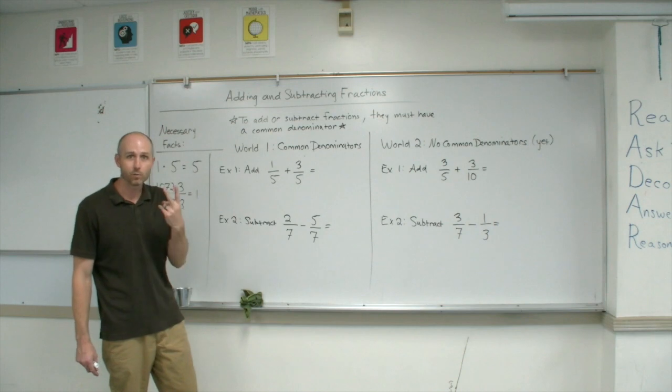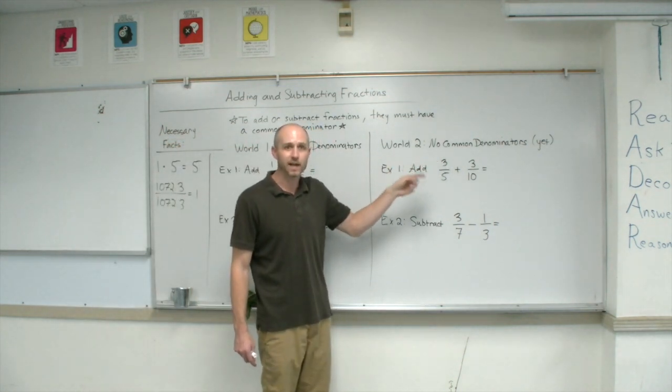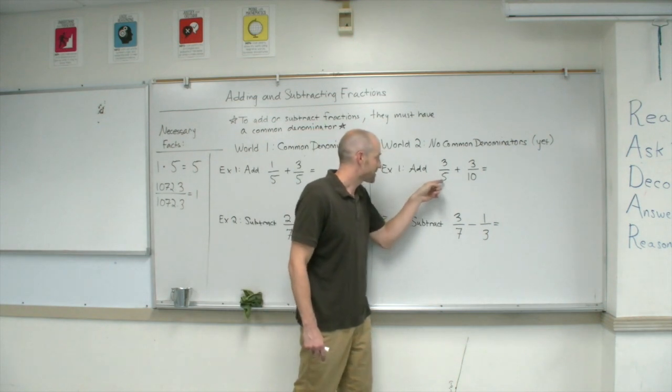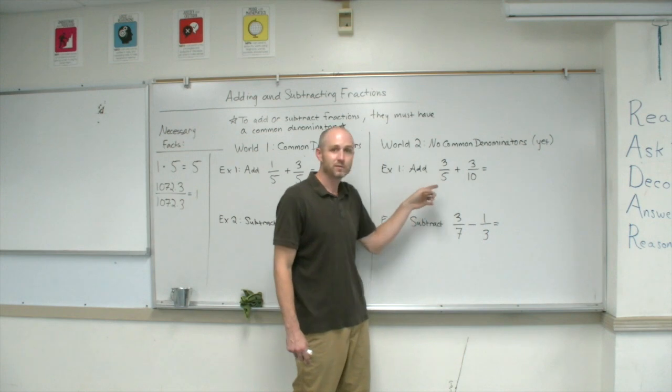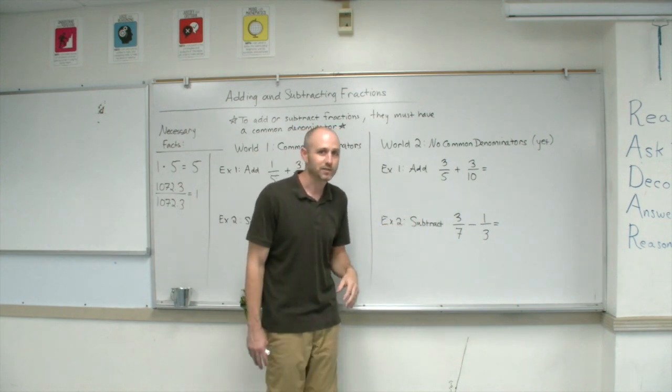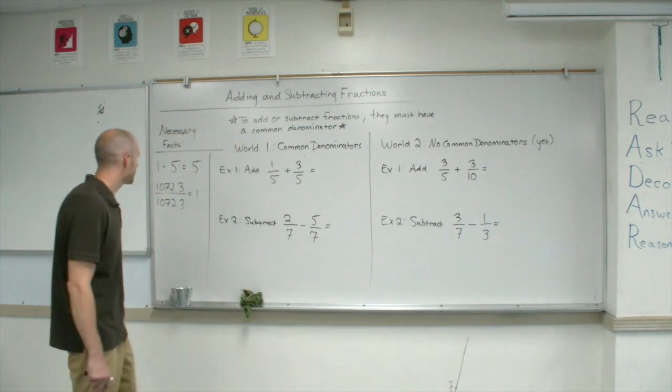Or you find yourself in world 2, where you don't have common denominators yet, but we can do something to get it. So here, these two fractions do not have a common denominator. This denominator is 5 and this is 10. So we'll have to do some manipulation of these fractions so that they do have a common denominator, and then we can add or subtract them.